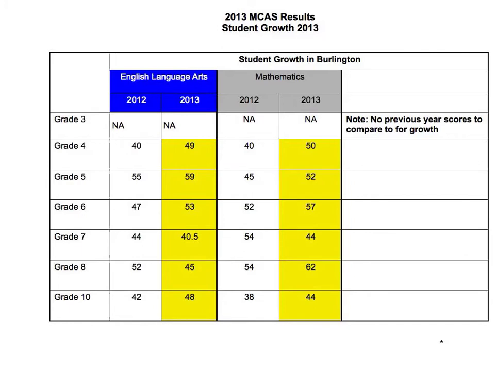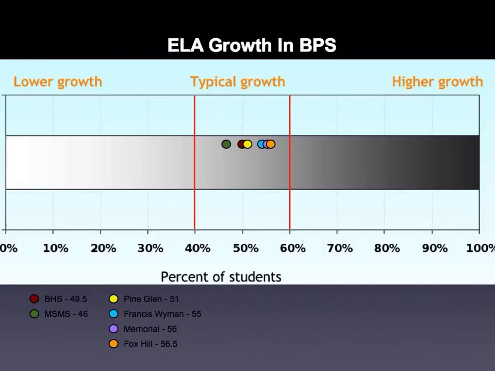So when we look at Burlington scores from 2013, we can see clearly that we showed growth in the 40 to 60 range in all areas. Here's a look at our student growth scores in ELA from across the Burlington Public Schools from last year's MCAS. We can see that all of our schools are well into the typical growth range.